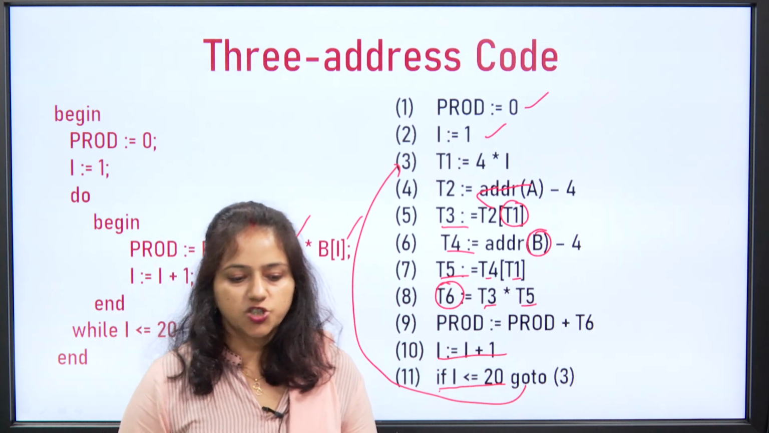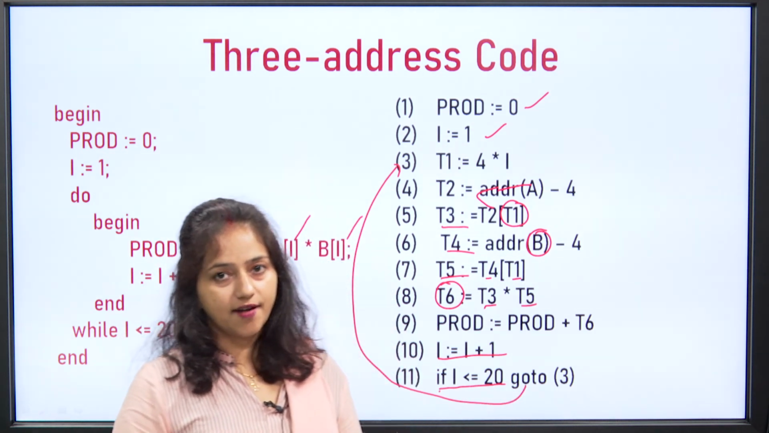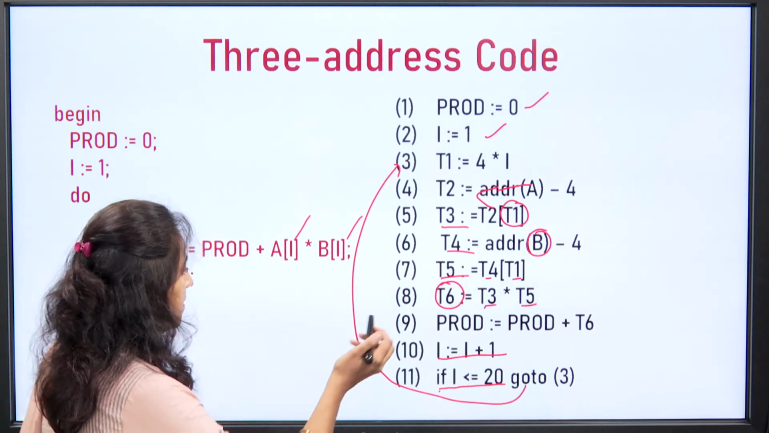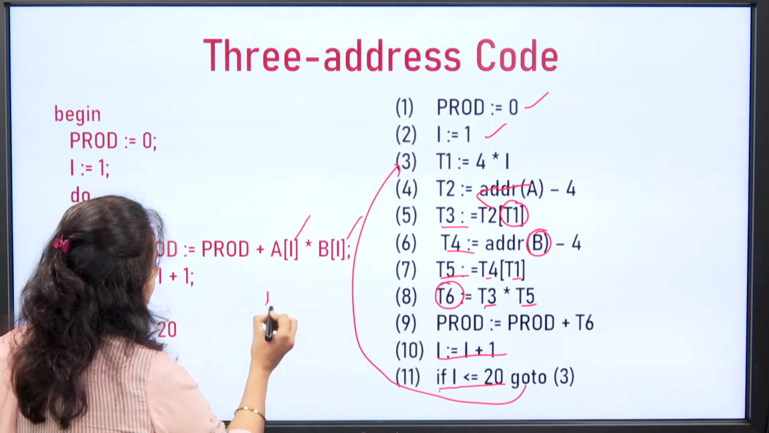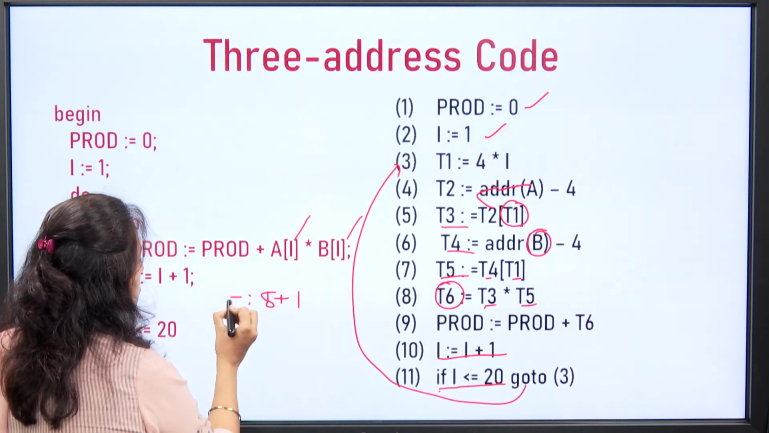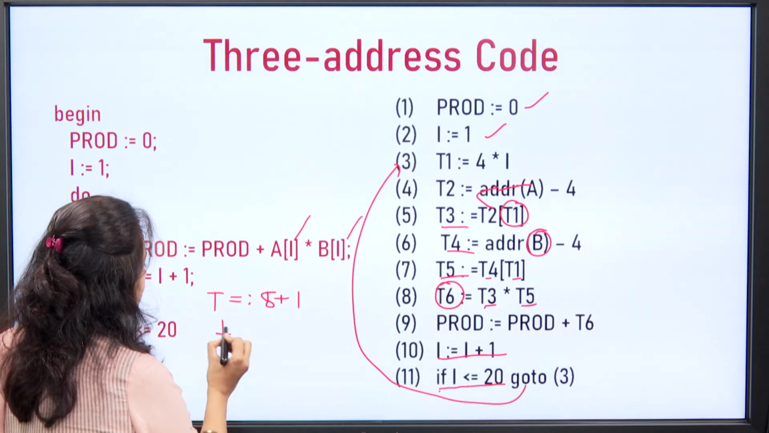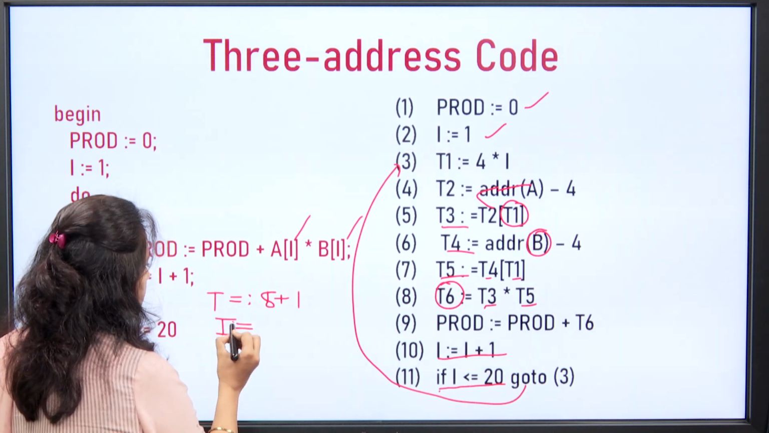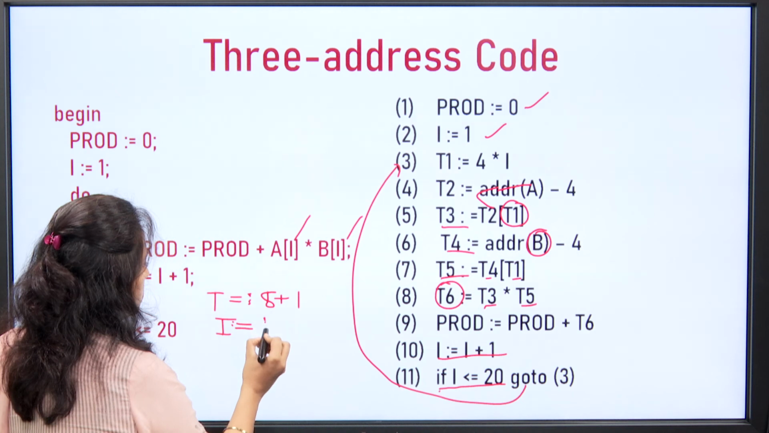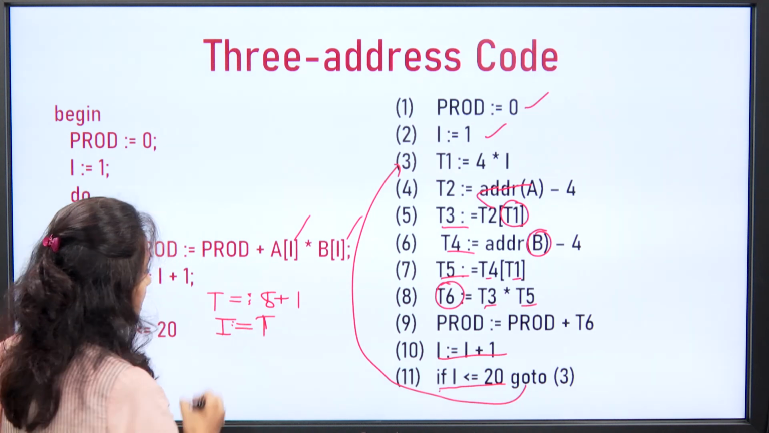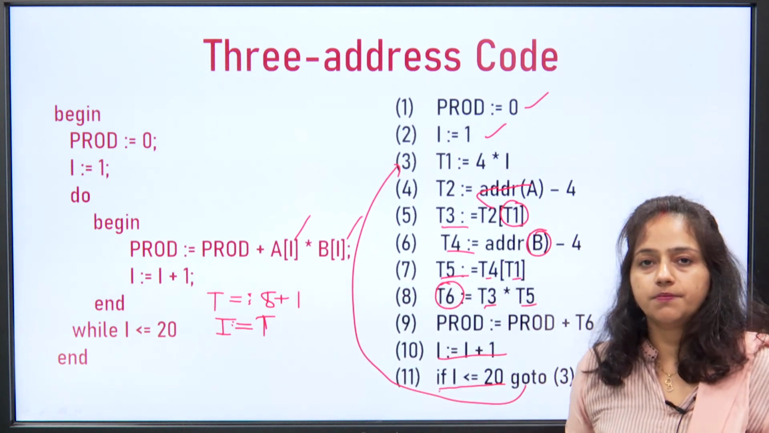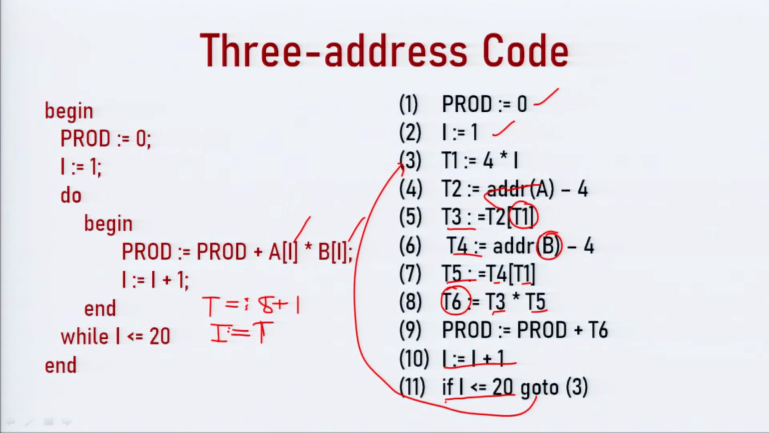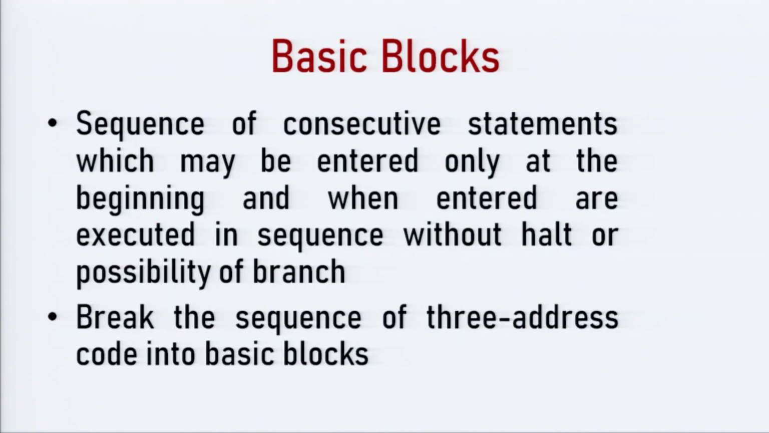Some of the optimizations have already been performed while writing this 3 address code. For example, here we have written I is equal to I plus 1. This would otherwise have been written as I plus 1 stored in some temporary variable, and this T should then be assigned to I. But we have performed certain optimizations while obtaining this 3 address code. So, in short, we have obtained the 3 address code for the given program.